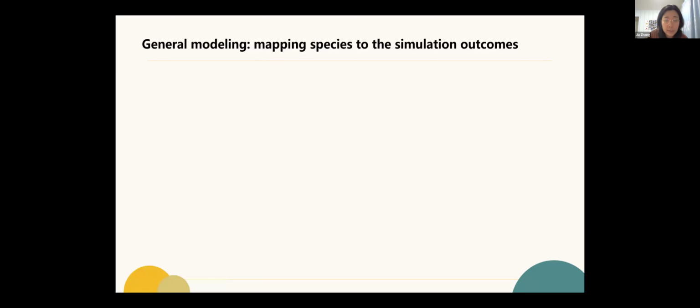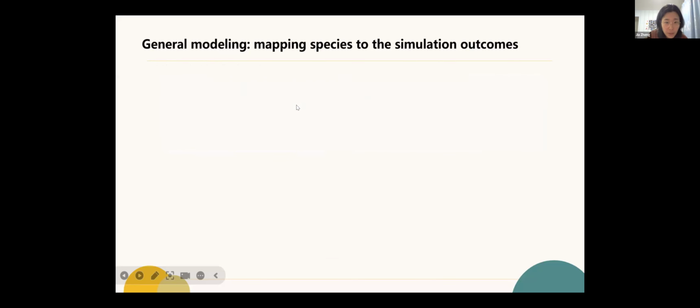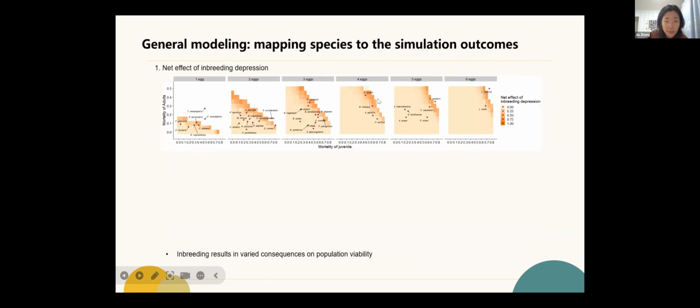Okay, and what we did next was to map the species to the simulation outcome. First I need to explain this figure. We take the value of each grid cell in this figure and subtract it from the one without inbreeding, so we create a net effect of inbreeding depression. The more orange the color is, the stronger the effect of inbreeding on population restoration.